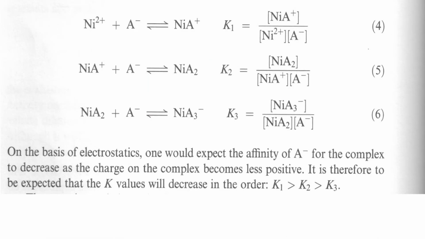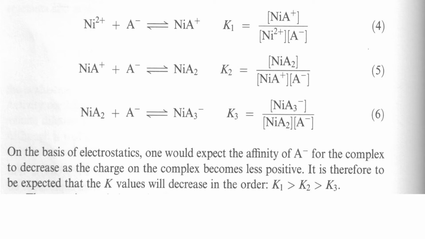The following equilibria measure the interaction between glycinate A minus and nickel 2 plus in aqueous solution. The first equilibrium is Ni2 plus plus A minus gives NiA plus, the 1-1 complex, and K1 equals NiA plus over free nickel times A minus. The second equilibrium: NiA plus takes another A minus to form NiA2, the 2-1 complex, and K2 equals the concentration of NiA2 over NiA plus times A minus. The third equilibrium: NiA2 takes A minus and forms NiA3 minus, and the equilibrium constant is the concentration of NiA3 minus divided by NiA2 times A minus.